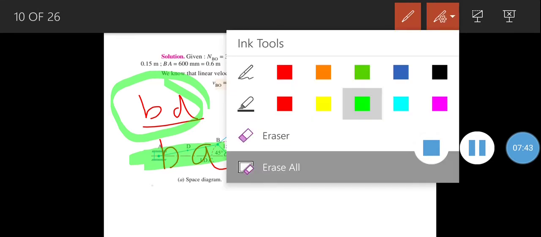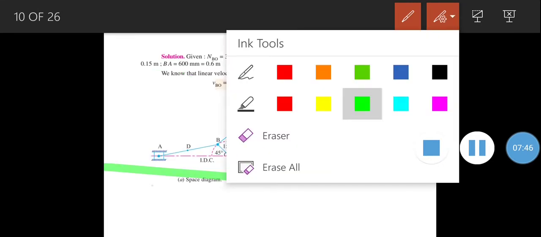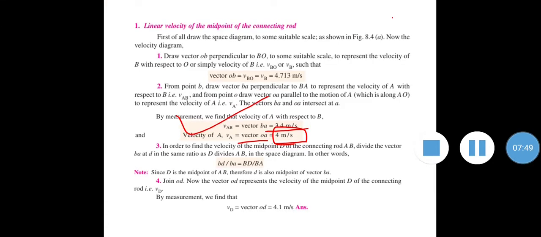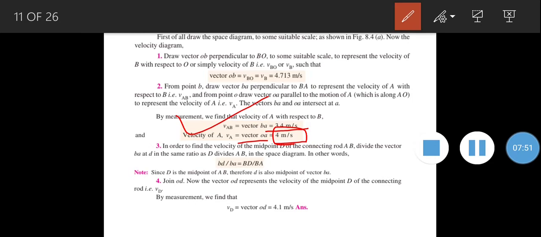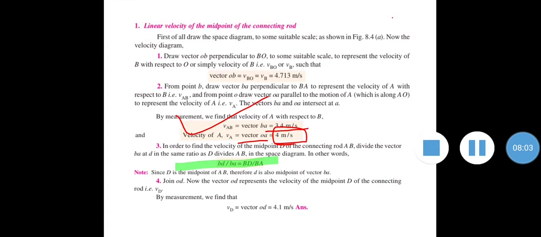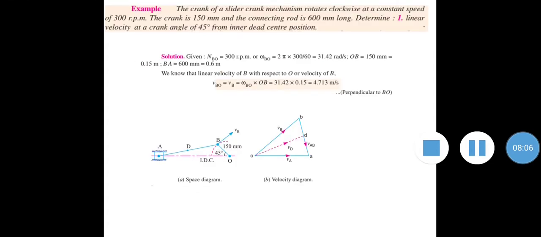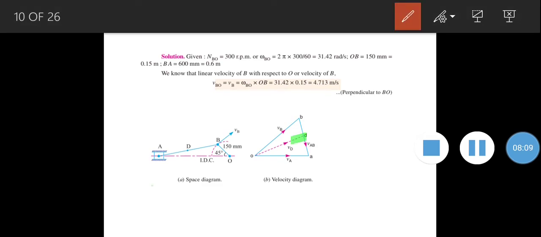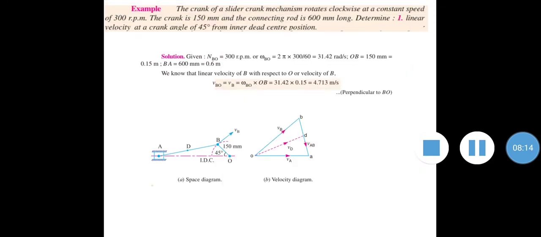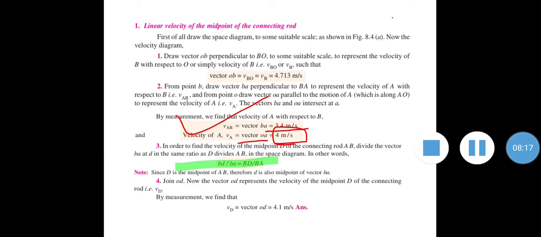Let's look over here. The ratio values are taken here: bd upon ba equals capital BD upon BA. All the values are substituted, and the distance which we have obtained we have joined in the velocity diagram like this. Once we get this, by joining od, our velocity diagram is completed, and we can measure the distance od.